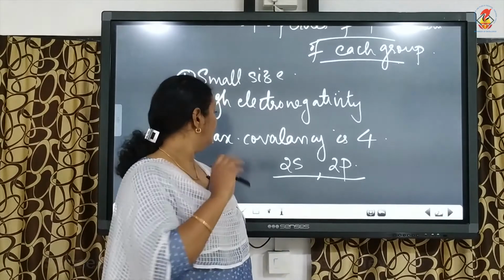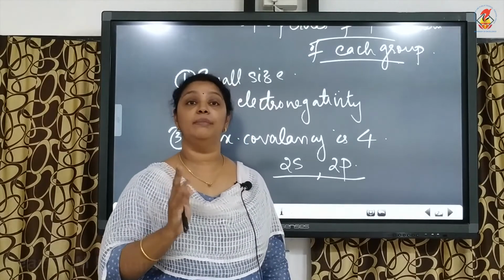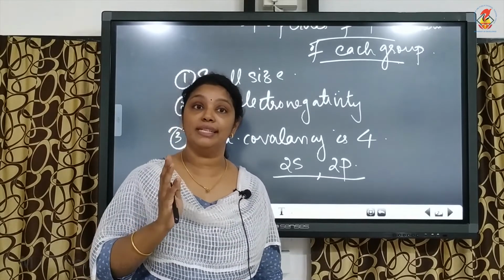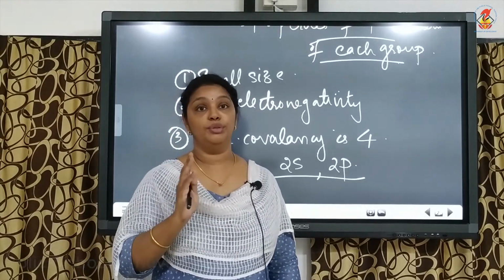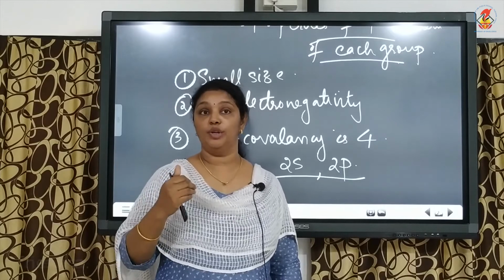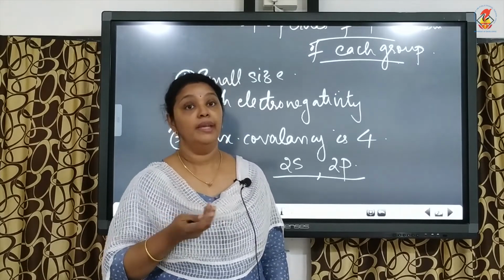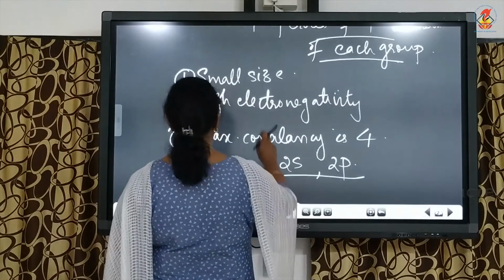So the third reason is maximum covalency for the second period element is 4, because only 4 orbitals are available for them to bond, whereas other elements of the same group can expand their covalency greater than 4.